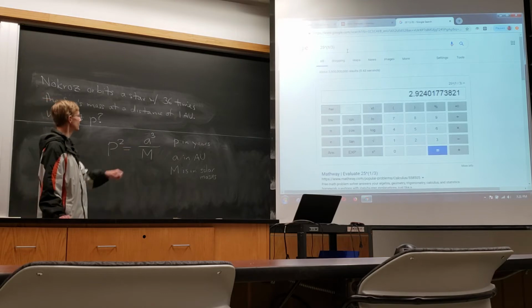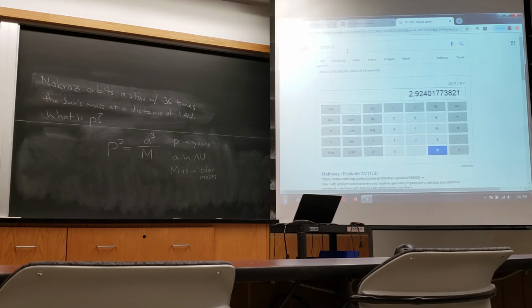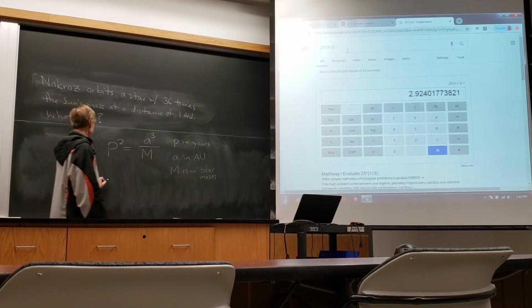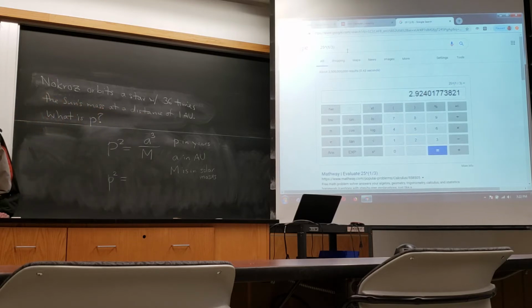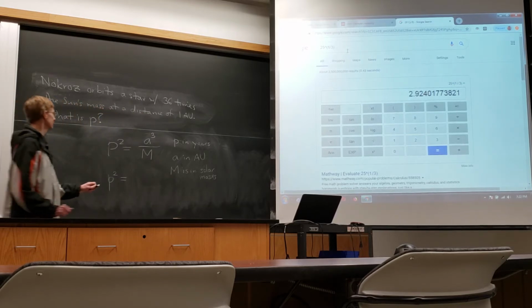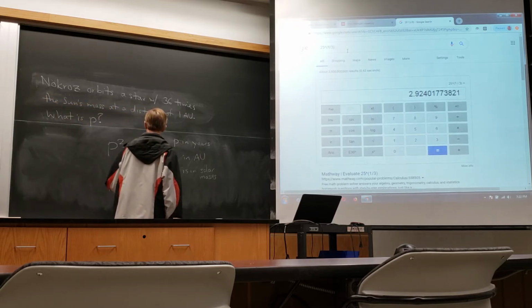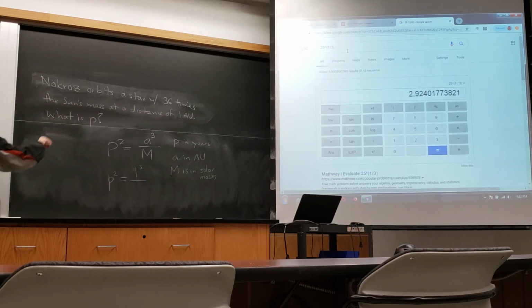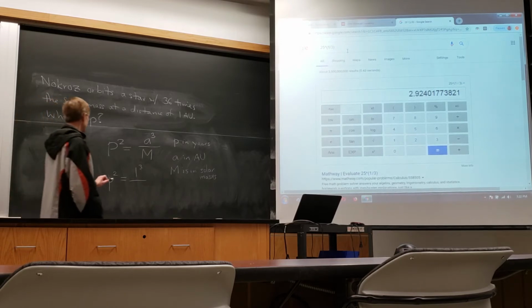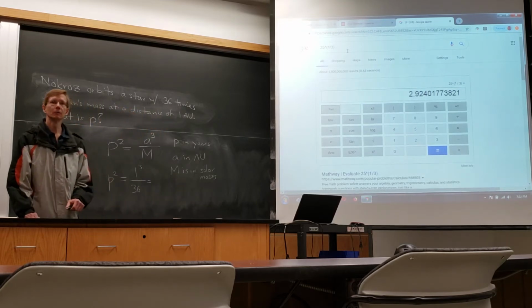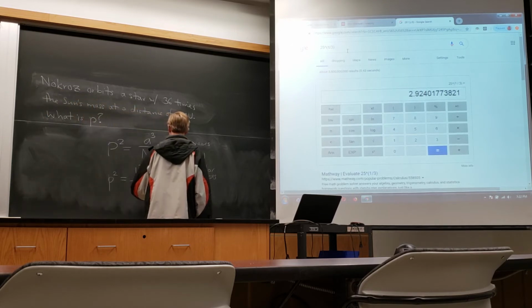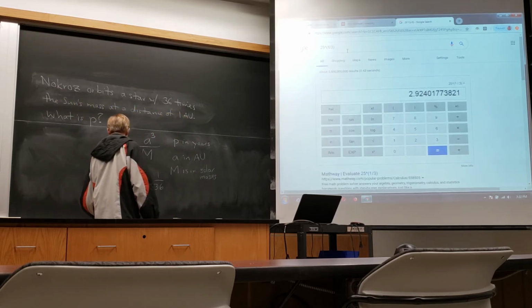So P squared is a cubed divided by M. In this case, we're trying to figure out what P is. So P squared is, what do I put in for a? 1. Yeah, I put in 1 cubed because we're given that it's a distance of 1 AU. What do I put in as M? 36, because it's 36 times the sun's mass. Okay, what's 1 cubed? 1. So P squared is 1 over 36.